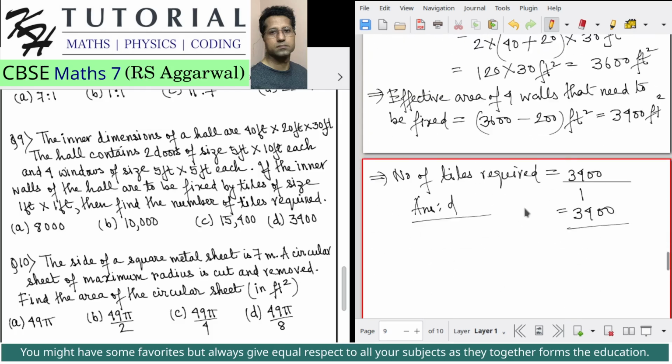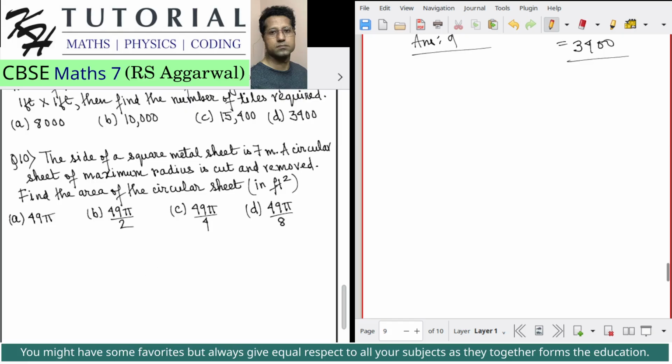Okay, let's do the last problem, question number 10. The side of a square metal sheet is 7 meter. A circular sheet of maximum radius is cut and removed. Find the area of the circular sheet. Okay, so we have a square sheet. Okay, so this is the square, 7 meter. The length of each side of the square sheet is 7 meter.